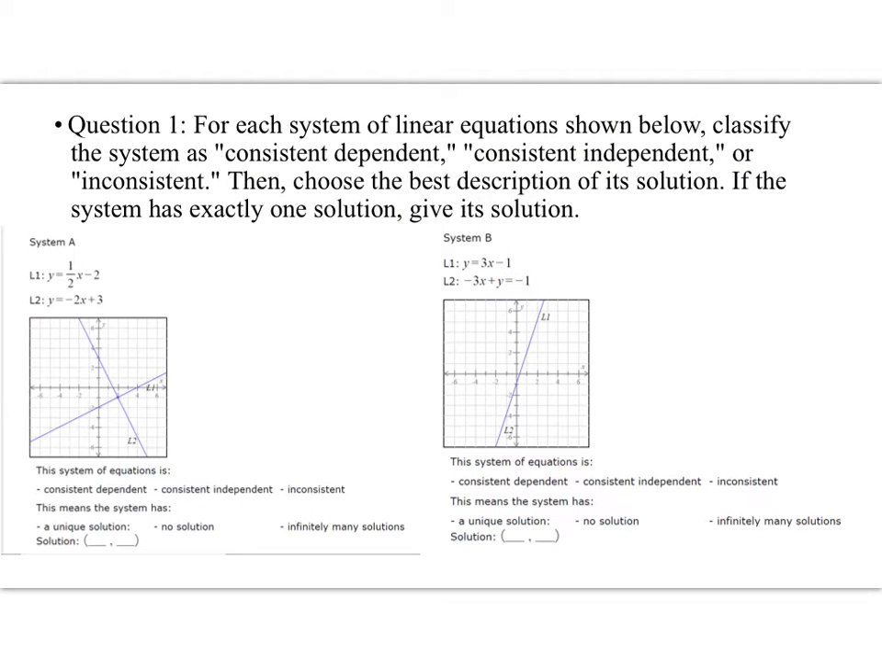For question 1, there are going to be 3 systems. Right here on this paper, you only see 2 of the systems, the other one's on the next page. But you have these 3 systems, and we're basically doing all graphing. So this is a graphical solution. The pictures are given to you.